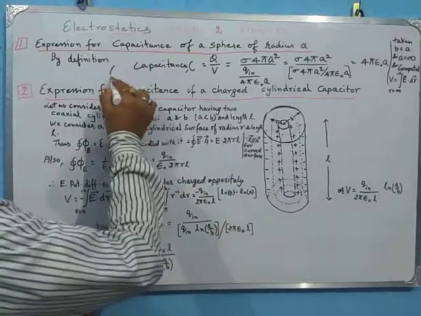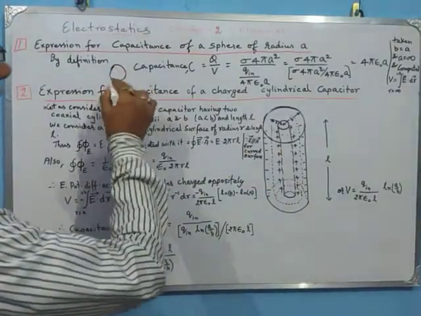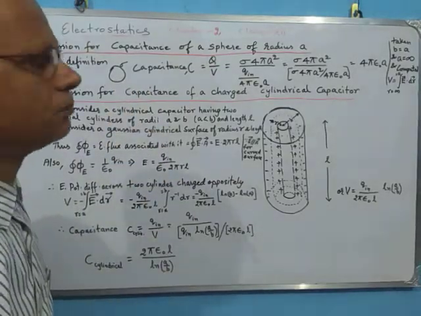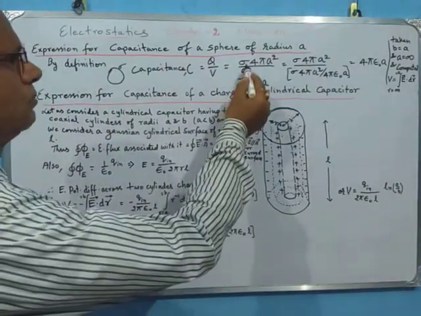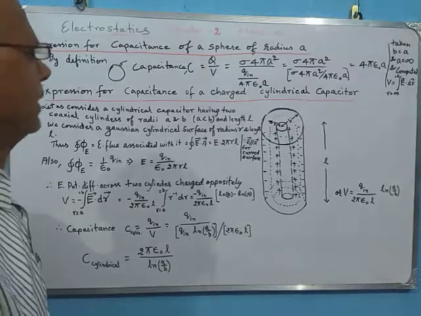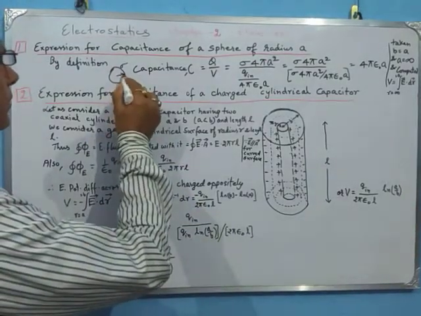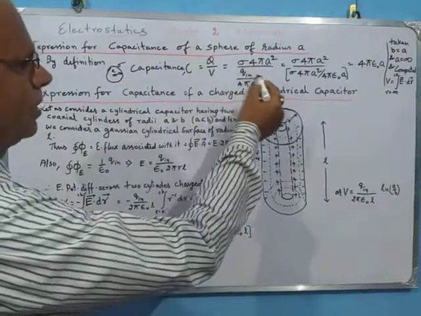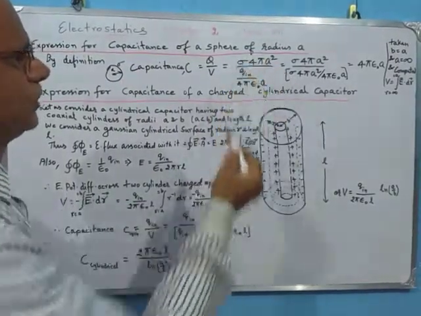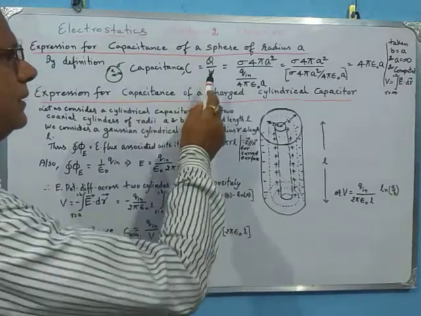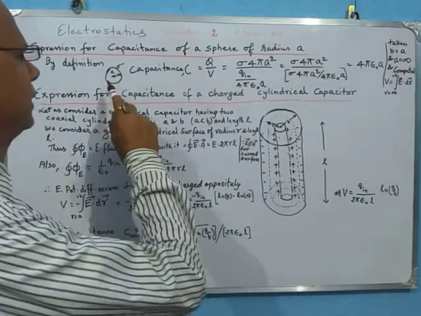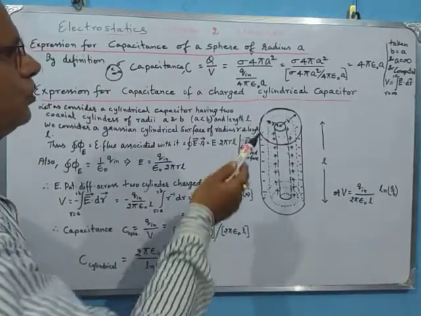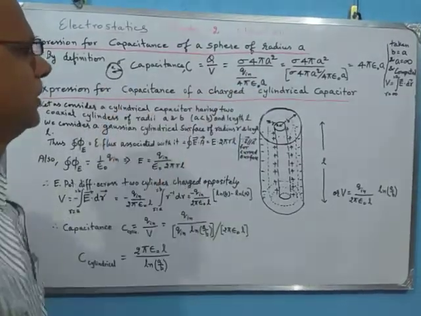Say, for example, we have a sphere and it carries sigma charge per unit area, so sigma into 4 pi a square, where a is the radius of the sphere. Then the total charge is equal to sigma 4 pi a square, and that is divided by the potential, that is, the potential generated due to accumulation of this charge on the sphere.